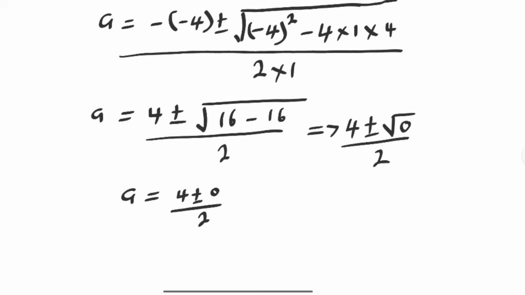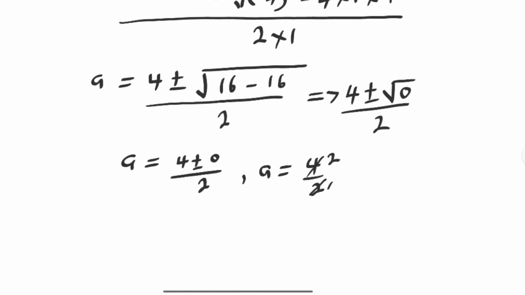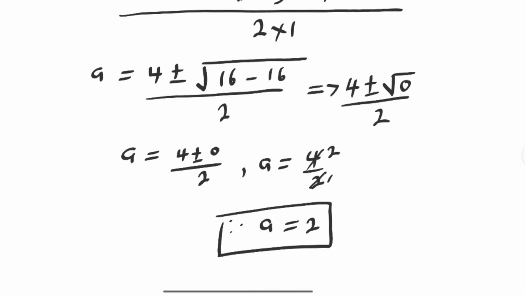Then a is equal to 4 over 2. 2 here 1, 2 here 2. Therefore, a is equal to 2. This is the value of a. We've gotten the value of a. Let us solve for b.